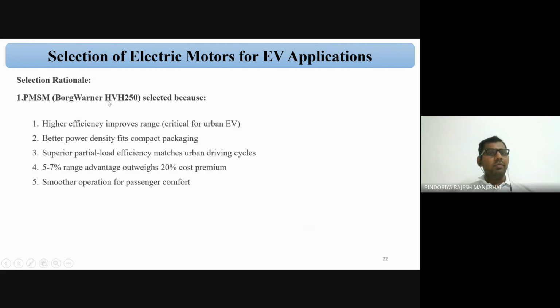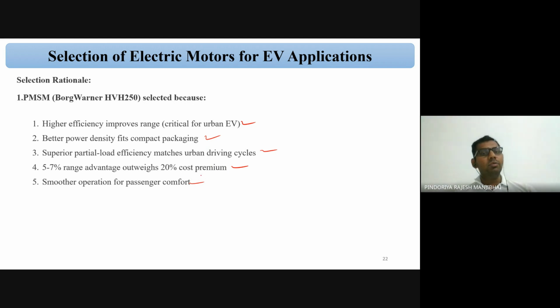So based on the selection requirements, finally we have to select the PMSM. Why? Because of higher efficiency. First one is higher efficiency. Improved range. Better power density. Fits the compact packaging. Superior partial load efficiency. Matches the urban driving cycle. 5 to 7% range advantage outweighs the 20% cost premium, and smoother operation for passenger comfort. So that's why we have to select the PMSM.